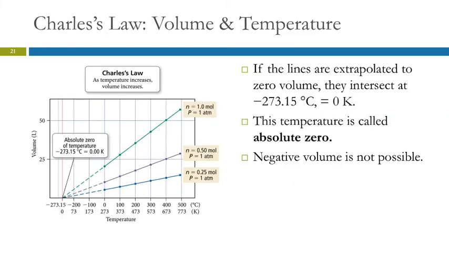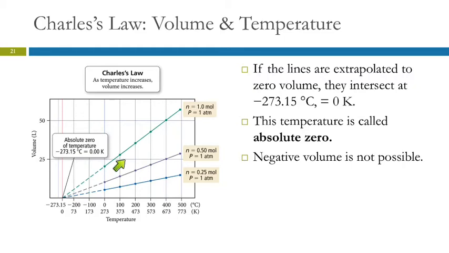So here's an example of some data demonstrating Charles' law. Volume on the y-axis, and now we're changing the temperature. So here there's different lines. For 1 mole of gas at a pressure of 1 atmosphere, this is the relationship between volume and temperature. If we change the amount of gas but keep the pressure constant, we see that we get a different slope to our line, but the line is still a line, it's still proportional.